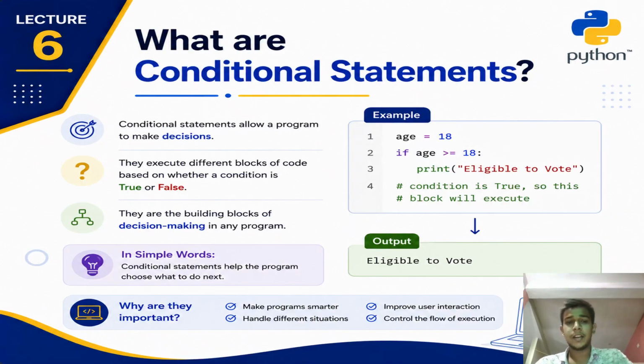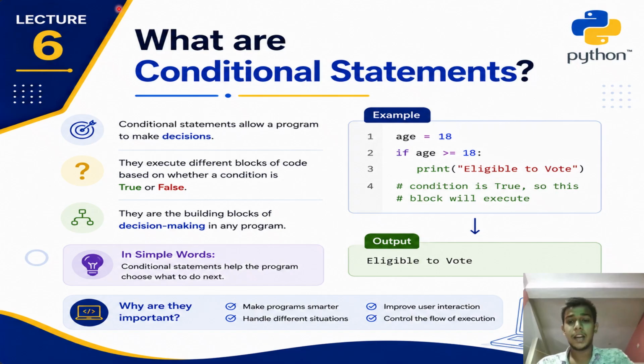Now let's understand the main topic of today's lecture. What are conditional statements? Conditional statements are used to make decisions in a Python program. Instead of executing every line of code one after another, a program can first check whether a condition is true or false. Based on the result, it decides which block of code should be executed.